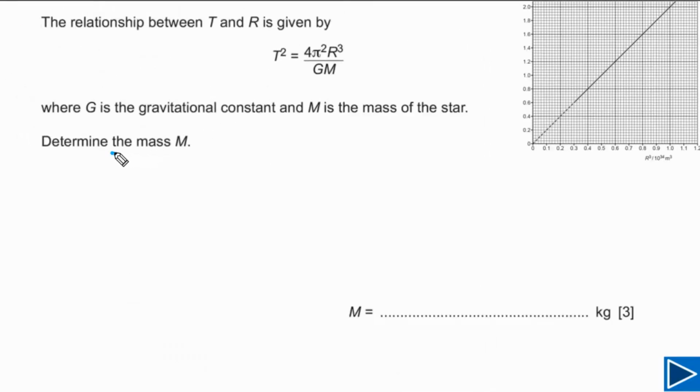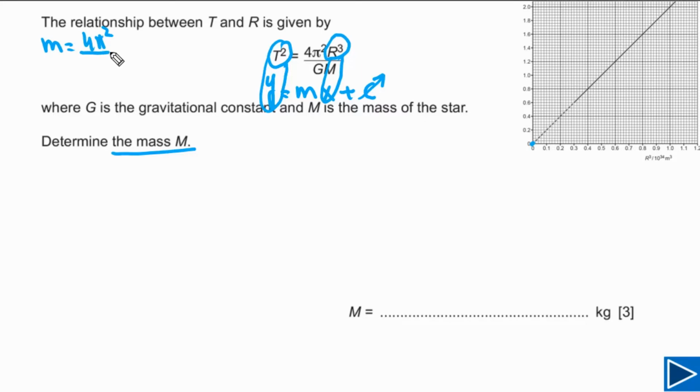For part B, the question is asking us to determine the mass capital M, meaning to calculate capital M, but the graph between T squared and r cubed is given, and this graph is a straight line. So simply we can compare this with the straight line equation, y equals mx plus c, but c in this case is equal to 0 because this is passing through the origin, so there is no y-intercept. Now if we compare, this is our y and this is our x, and the gradient m will be equal to 4 pi squared divided by gravitational constant times capital M.